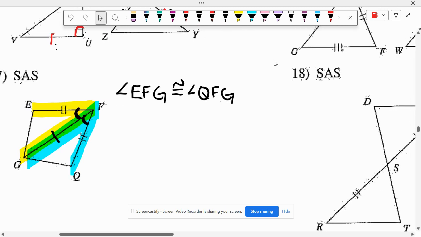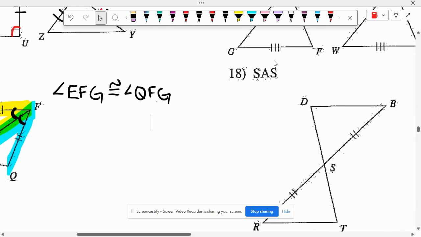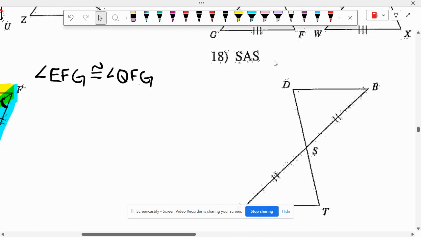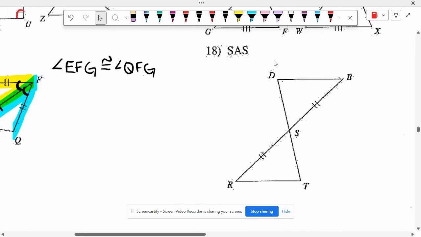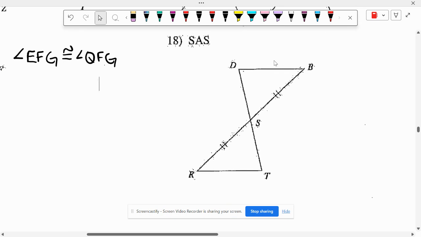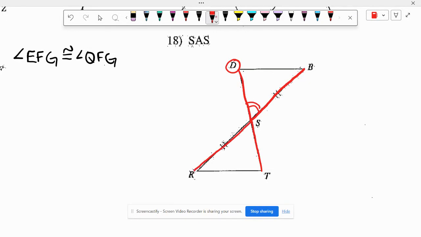Last one. Rustin, what angle do you know to be congruent and why? Even though there's nothing marked. Yep. So it's angle DSB. Do you guys see how I named that? Has to be congruent to angle TSR. Why do I know that those are congruent to each other? What kind of angles are those? Those are vertical angles. And what do we know about vertical angles? Yeah.